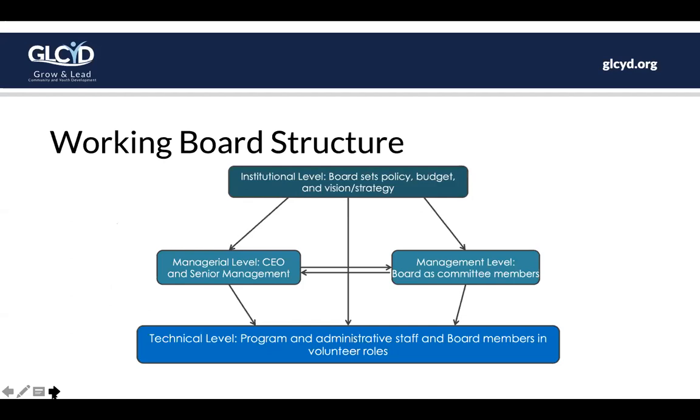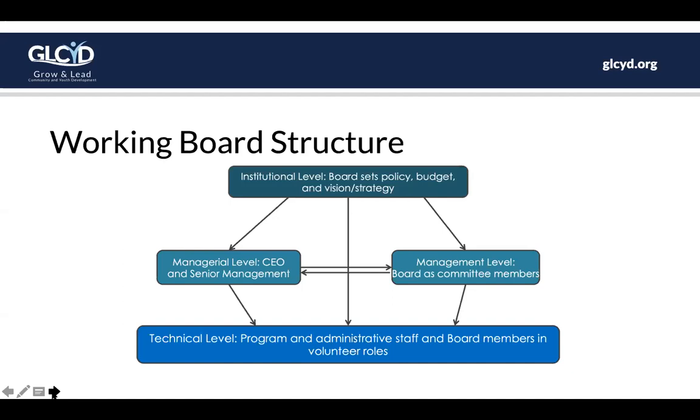That takes us into structures. So when are board members wearing these hats? Do all board members wear all these hats? There are really three structures and three ways that we can lay it out. So the first is the working board. So the working board is really common in smaller nonprofits, also in our startups, regardless of size, because there's a lot of infrastructure that needs to be put into place and built before we're ready to move to a governing or institutional model.